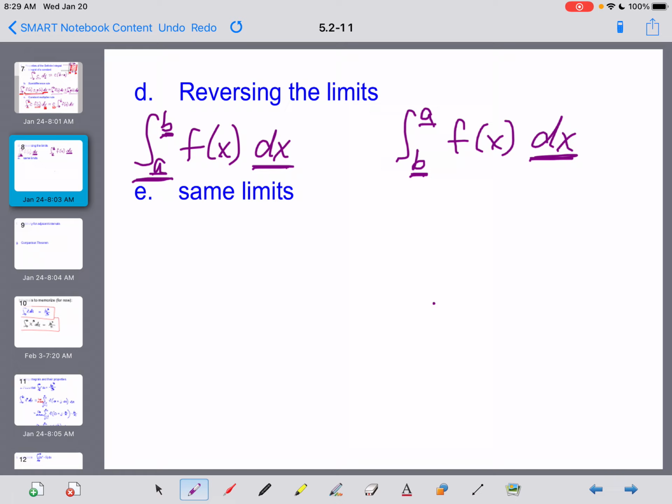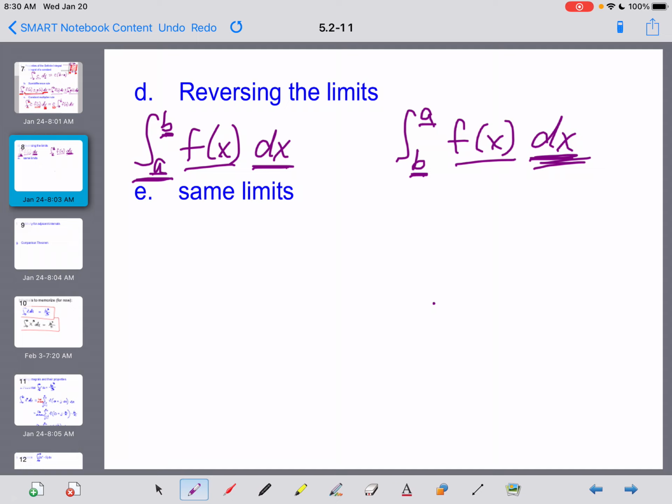And anytime you take a smaller number minus a larger number, this is a little bit weird, but the width of your rectangle is actually going to end up being negative. Now the heights of your rectangles, f of x, are exactly the same. So by reversing the limits, what happens is that the area of each one of those rectangles, at least mathematically, comes out negative.